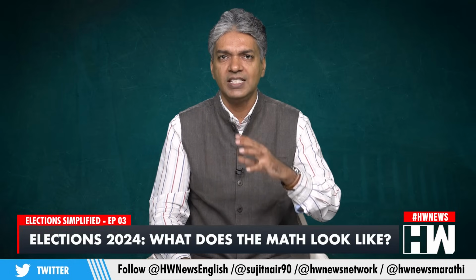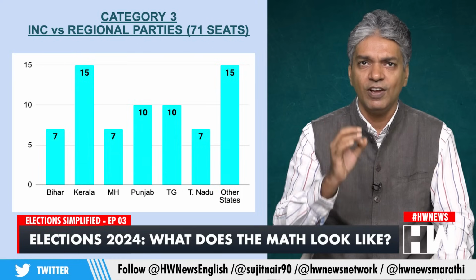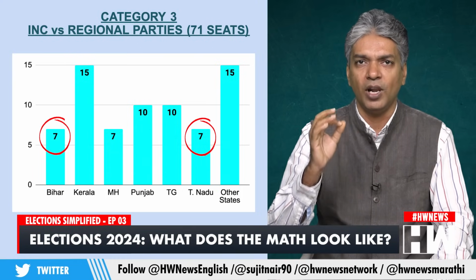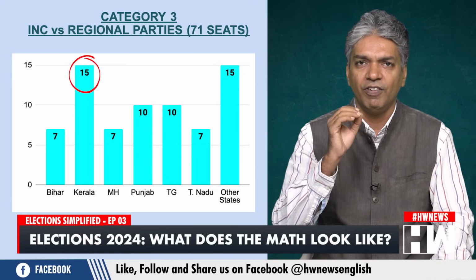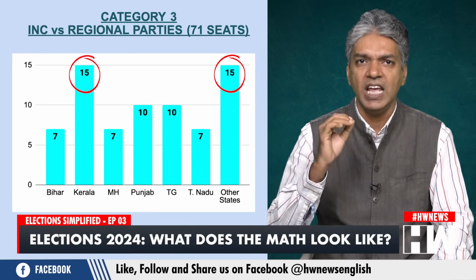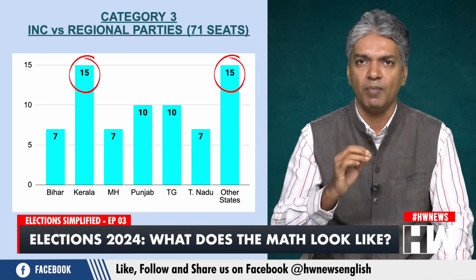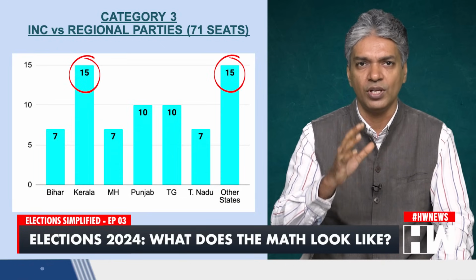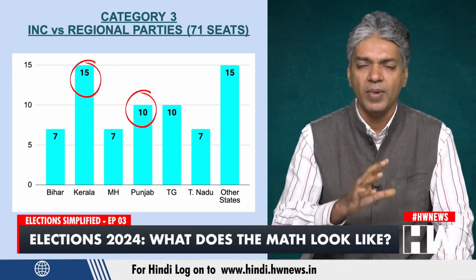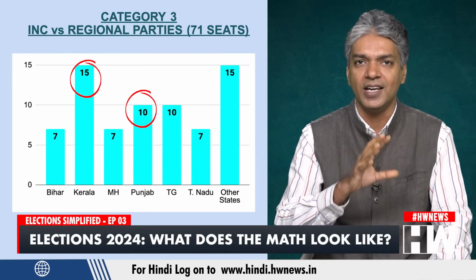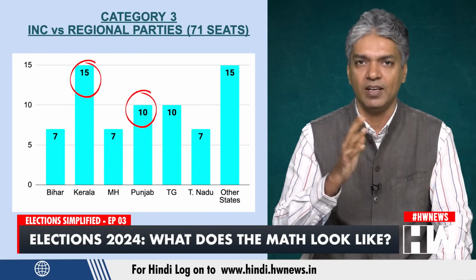Now, where are these 71 seats? 7 of these seats each are in Bihar, Tamil Nadu and Maharashtra, 10 each in Punjab and Telangana, 15 in Kerala, and 15 in other states like Assam, Bengal, Odisha and some northeastern states. In Kerala, with both the CPM and the Congress part of the INDIA bloc, friendly fights are possible.